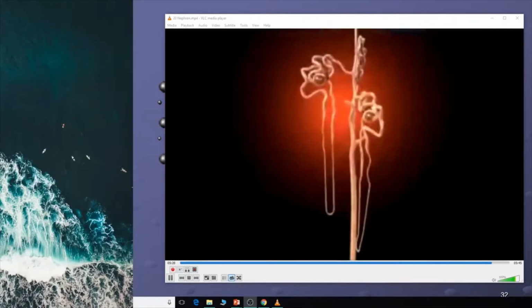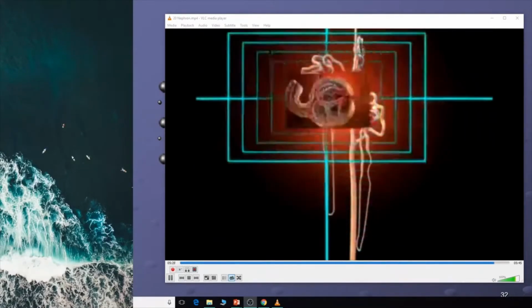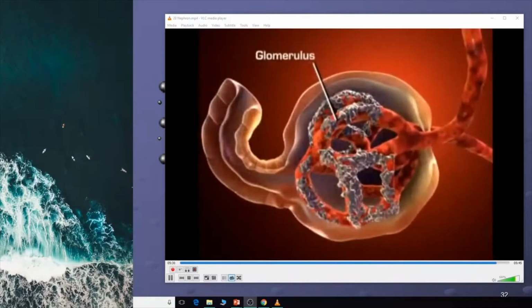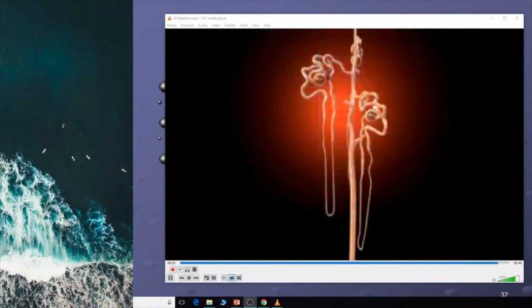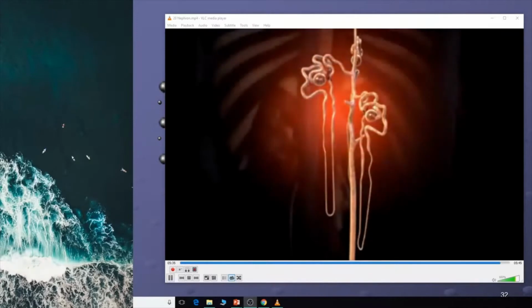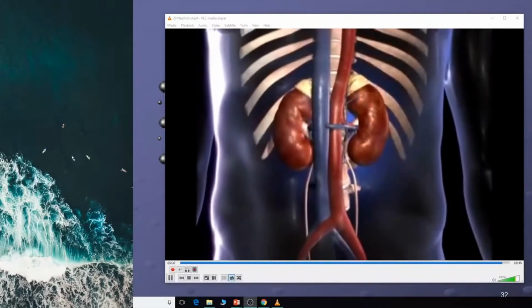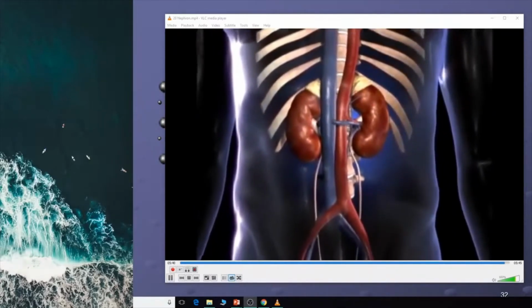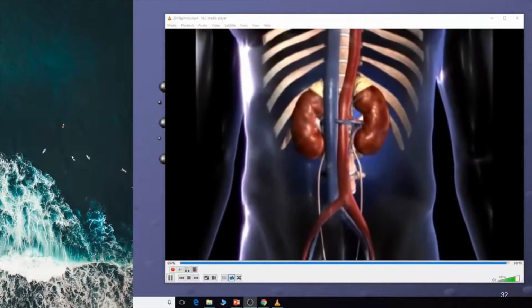The nephron is the functional unit of the kidney and is composed of a glomerulus, which filters the blood, and a tubular component, where necessary substances are reabsorbed into the bloodstream and unneeded materials are secreted into the tubular filtrate for elimination in urine.